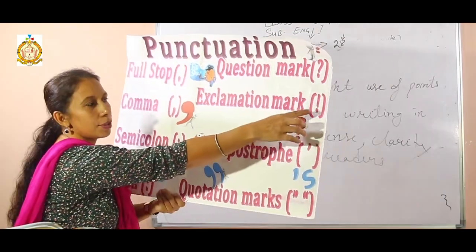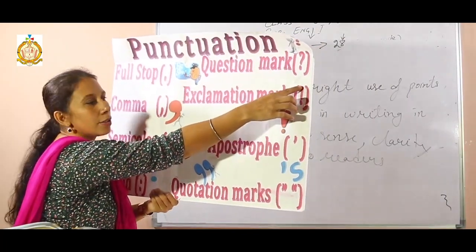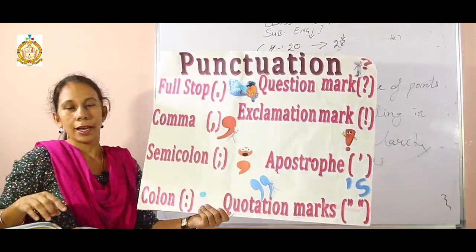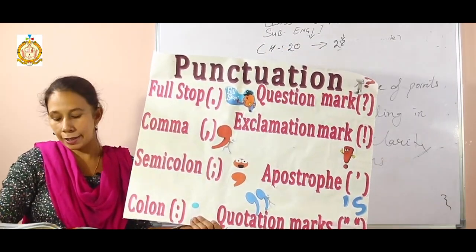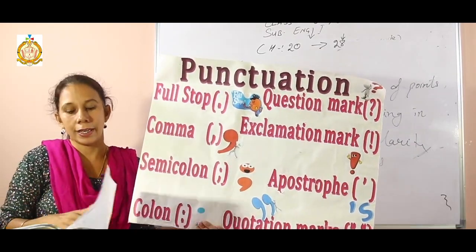What is the symbol of an exclamation mark? There was a line, then a dot. Exclamation: a line, then a dot. So exclamation marks are used after interjections, exclamatory phrases and exclamatory sentences.